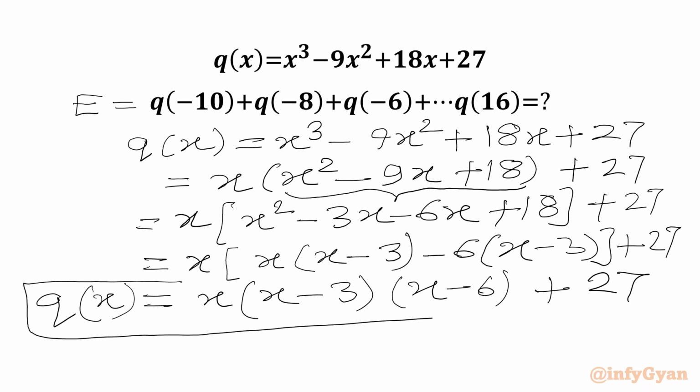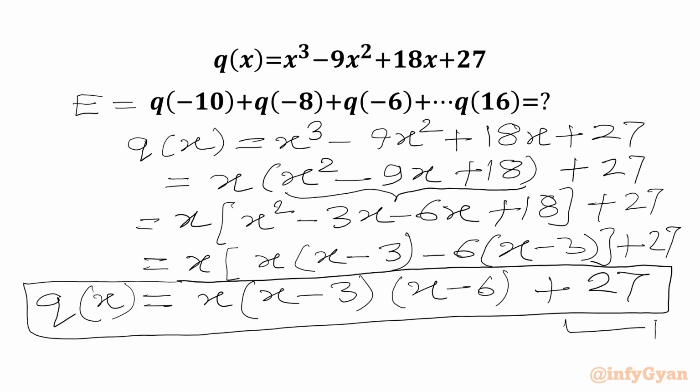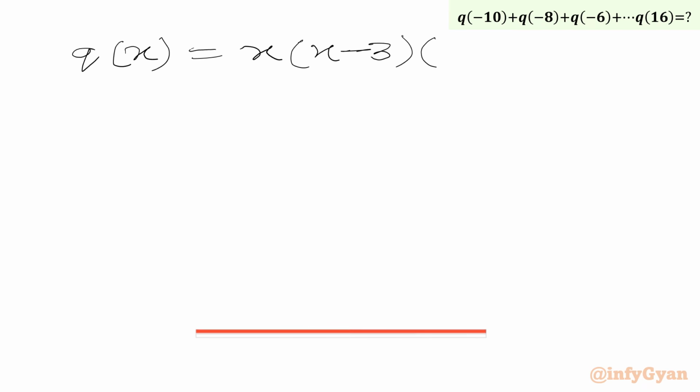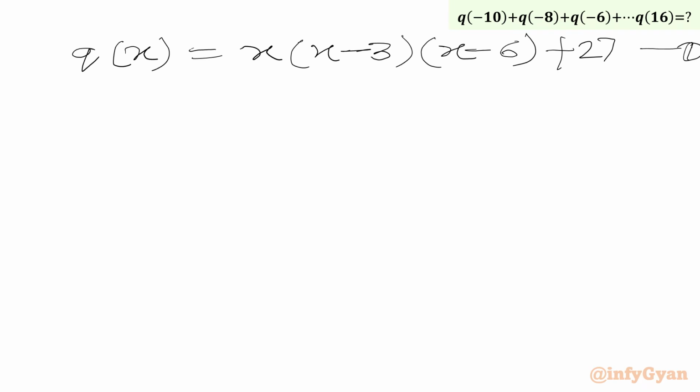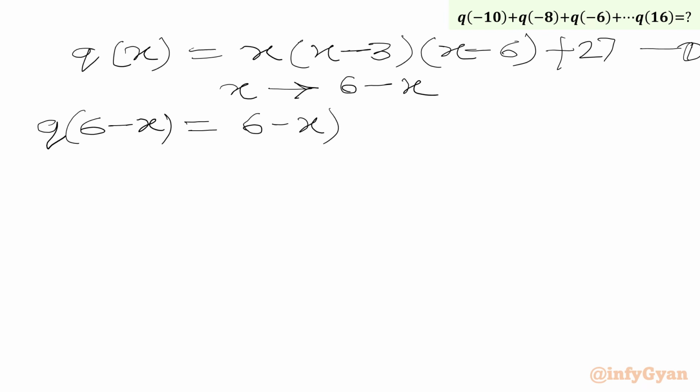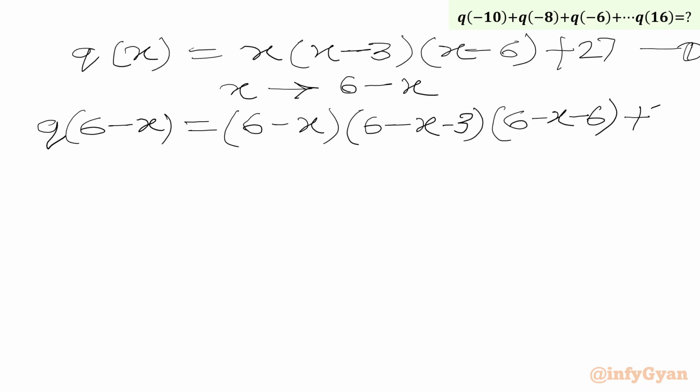Let us write this is our equation number 1. I will write q(x) here. q(x) equal to x times x minus 3 times x minus 6 plus 27. Equation number 1. Now we are going to replace x with 6 minus x. So we can get q of 6 minus x will be equal to 6 minus x. In the place of x we have written 6 minus x. Now x minus 3 will be 6 minus x minus 3. x minus 6 we will write 6 minus x minus 6 plus 27.